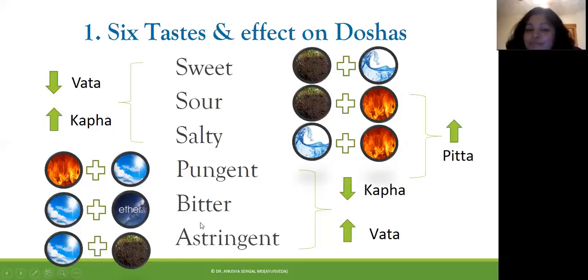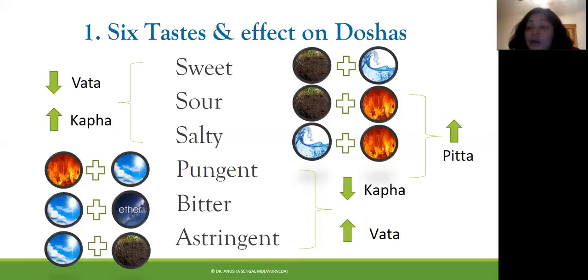So therefore, sour, salty, and pungent all have fire element in their composition. Therefore, sour, salty, pungent aggravate pitta. Sweet, bitter, and astringent do not have the fire element in their composition. Therefore, sweet, bitter, and astringent pacify pitta. So does that make sense now? Hopefully there should be some light bulbs going off.